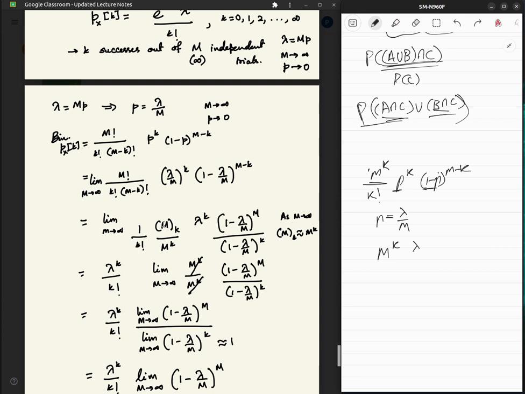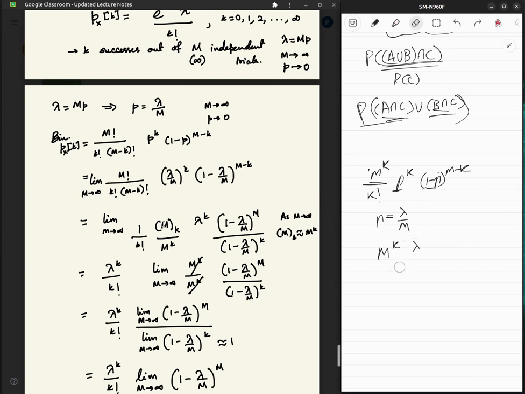Sure is. Okay, so what do we do? This thing is actually going to be either 1 if p is less than order 1 upon m, or it could be something of e power something if it's order 1 upon m, or it could just be 0 if it's order 1. So this is what you have to do.